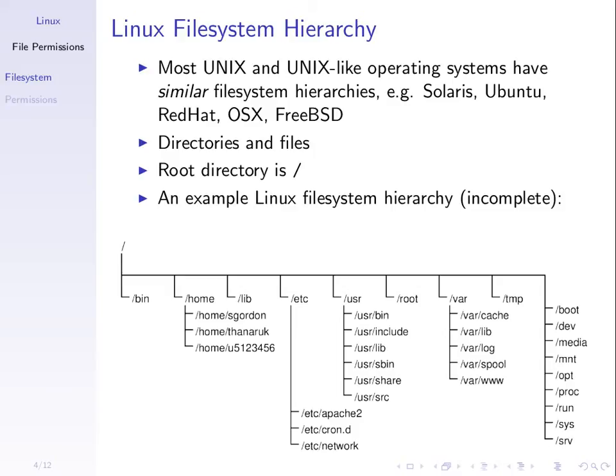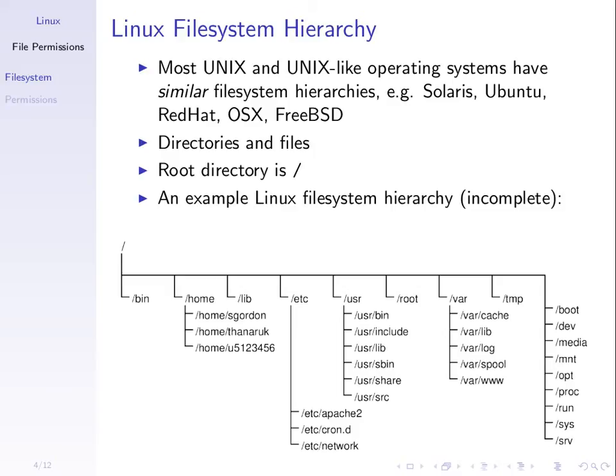We've skipped over some. etc usually contains configuration files. If you want to change something in the operating system, in Windows you use something like the registry. There are registry settings, and you can edit those registry settings. In most Unix systems, the configuration of the operating system is done via text files, and most of them are in the etc directory.